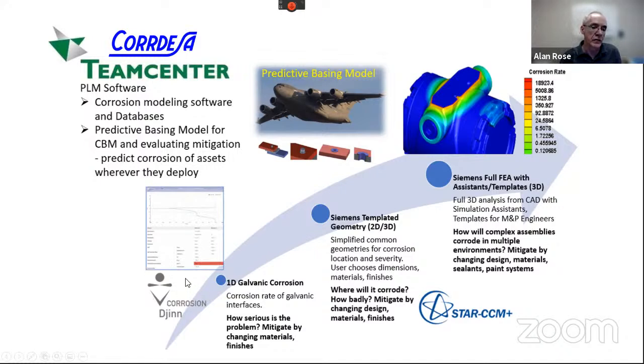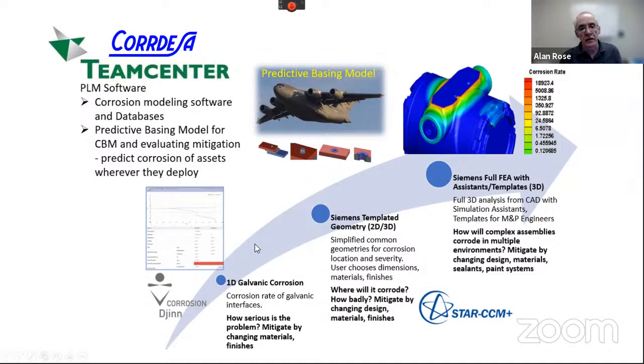So we have Corrosion Gin, which is the Corrdesa software, and you'll be able to access it either directly, I'll show you in a moment, or within an environment such as Teamcenter, which is a PLM software, product lifecycle management software. What we can do is use Corrosion Gin, and very quickly you can look at different materials. Hey, I've got some steel fasteners here, aluminum frame, what's the issue going to be? And you can look at the impact of different treatments. I'll demonstrate that in a moment.